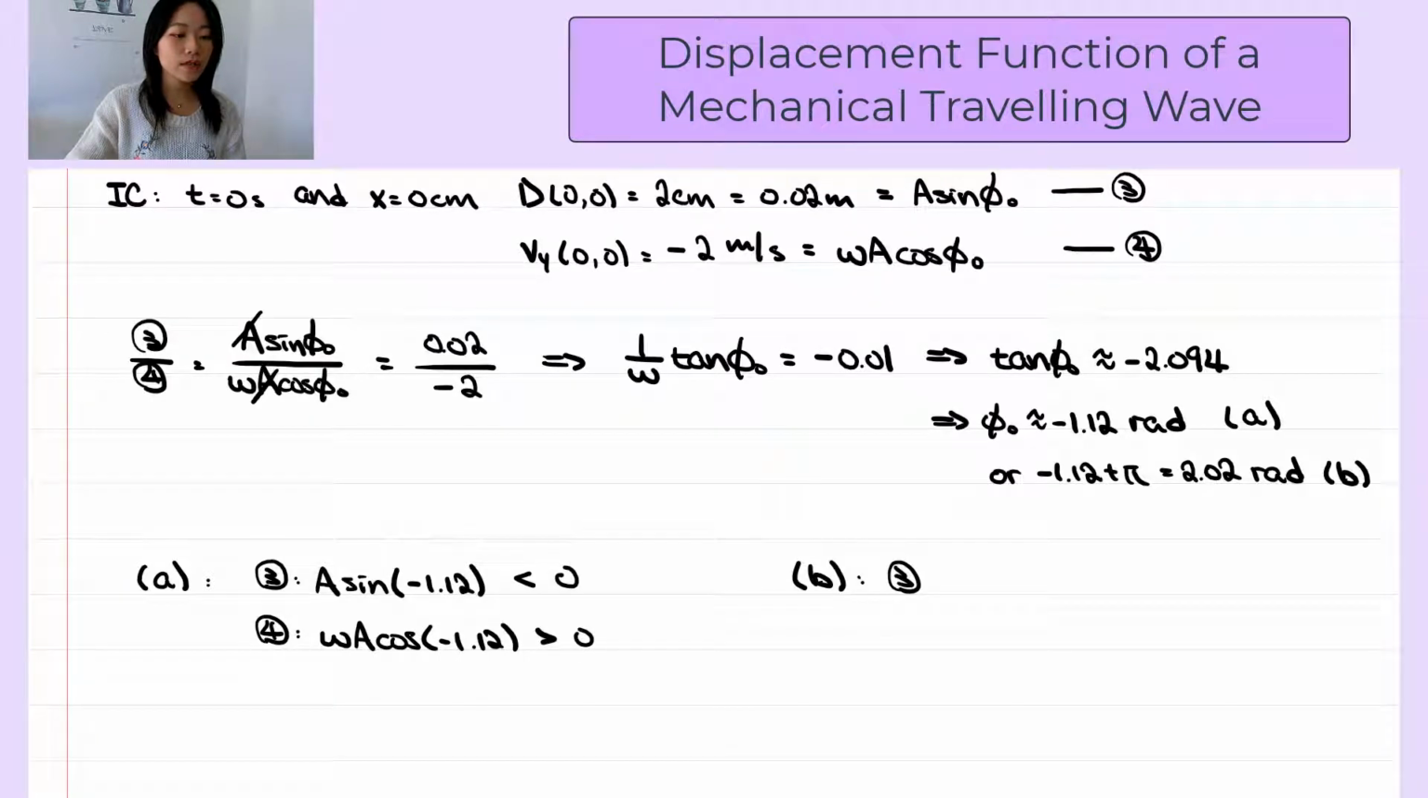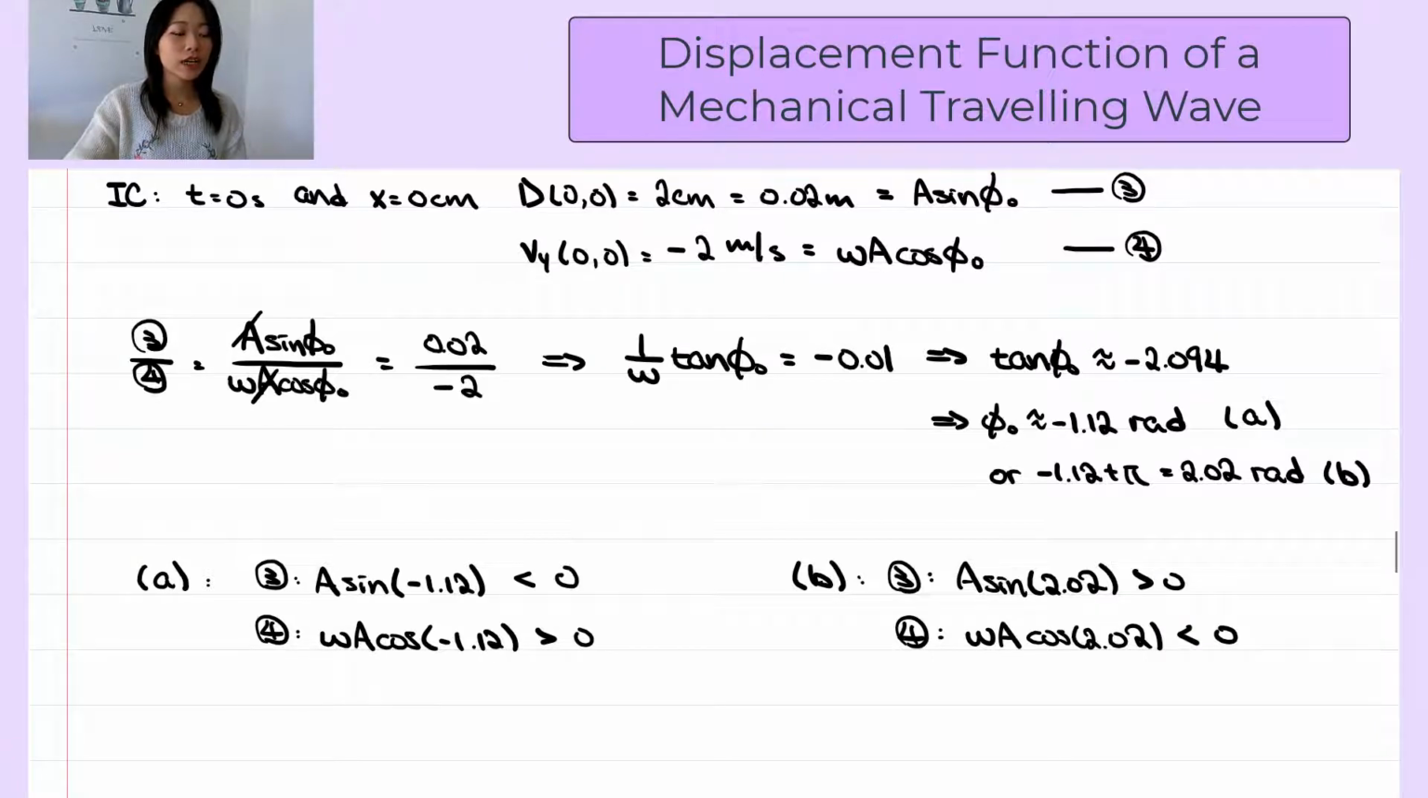How about solution B? If we substitute this phi naught into equation 3, we get amplitude times sine of 2.02, and we get a positive result. In equation 4, we get angular frequency times amplitude times cosine of 2.02, and we get a negative initial velocity.